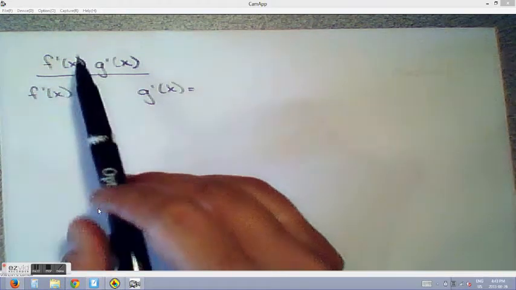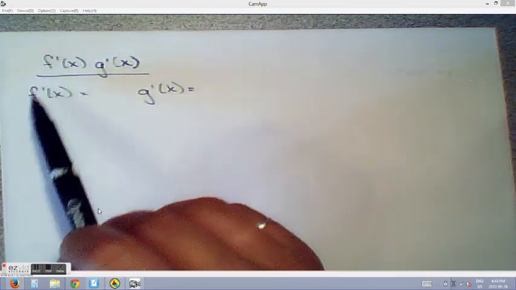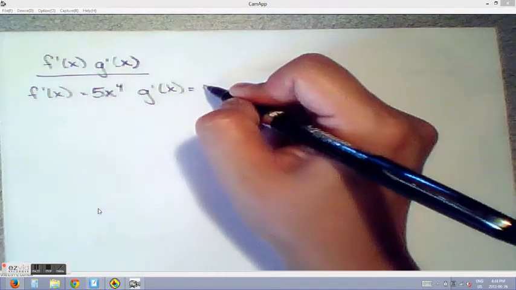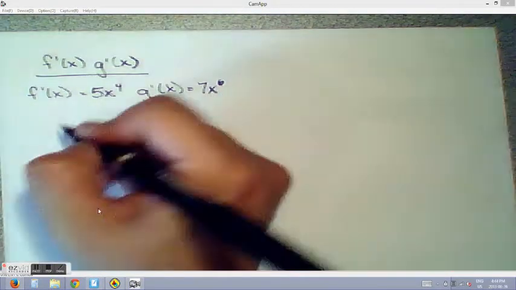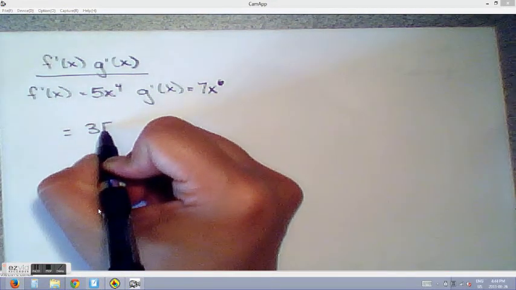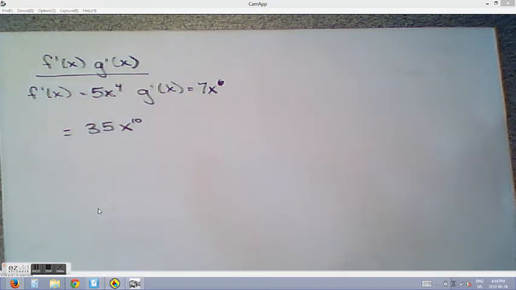Let's first do f prime at x times g prime at x. So let's do them separately. f prime at x will then just be 5x to the exponent 4. g prime at x is then 7x to the exponent 6. Now we're going to multiply them together, which would give us 35x to the exponent 10. Is that what you got?